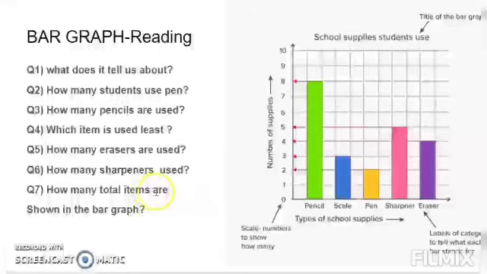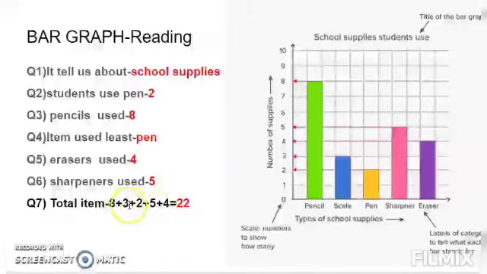And how many total items are shown in the bar graph? So for that we have to total the length of all these bars. So 8 plus 3 plus 2, you can check here, plus 5 plus 4. So the answer here is 8 plus 3 plus 2 plus 5 plus 4, 22 total stationery items are shown in this bar graph. I hope now you have understood how to read a bar graph and also how to answer the questions that are based on the bar graph.